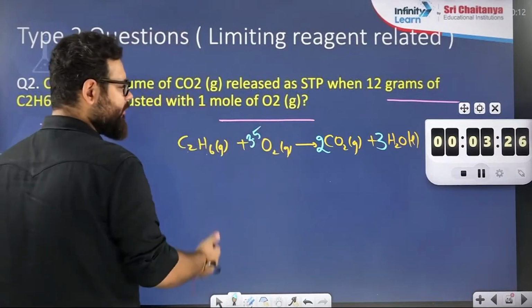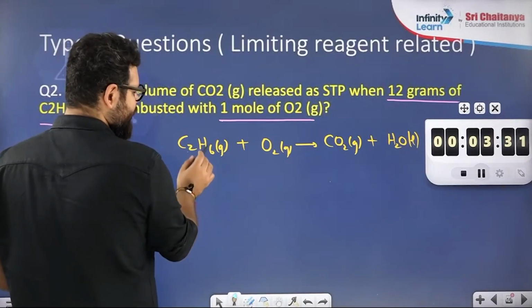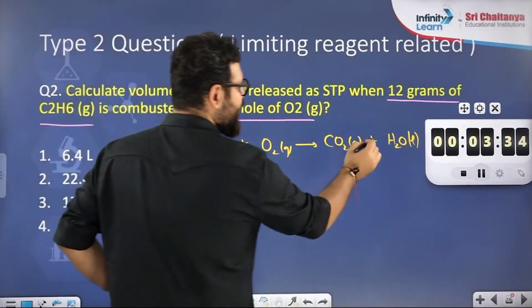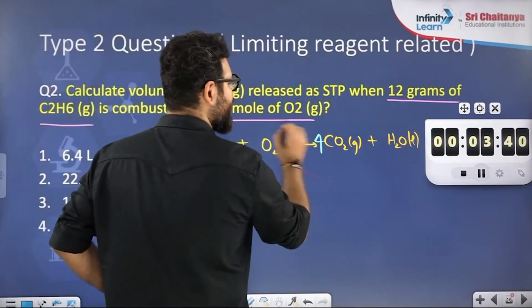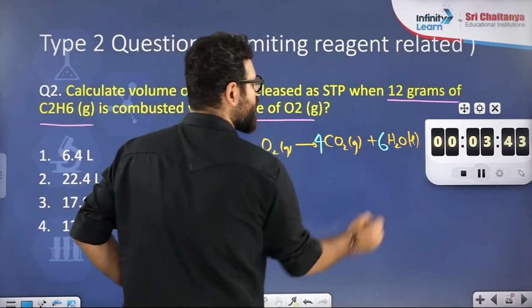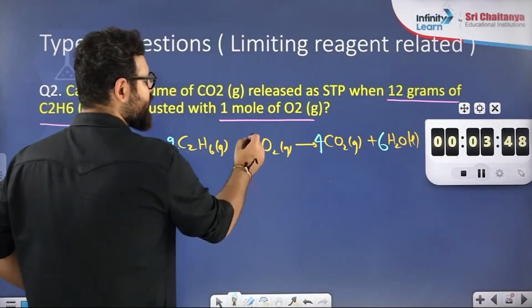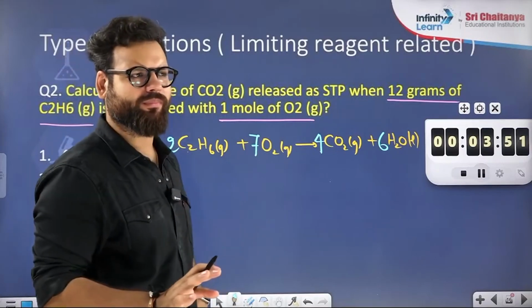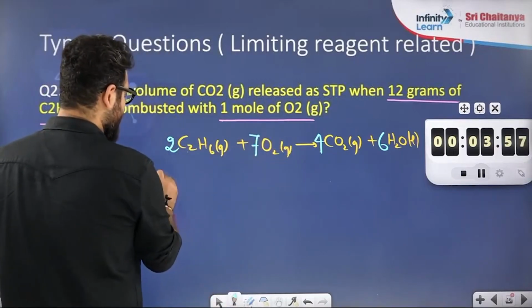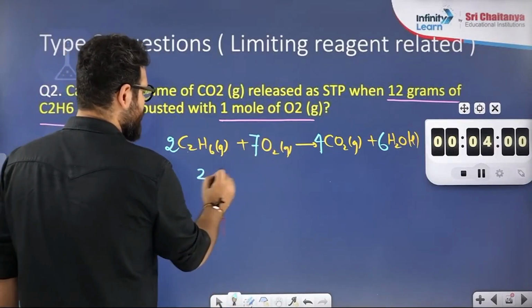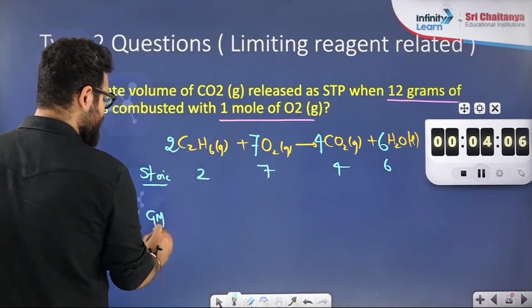If you feel this type of balancing looks difficult, you balance it in this way. First you balance the hydrogen. You make it 2 times. Now 4 carbons are there, so you make it 4 carbons. Hydrogen, you make 6 water like this. Now oxygen you count: 4 2s are 8, 8 plus 6 is 14. So I will put 7 oxygen here. Any balancing is fine. So 2, 7, 4, 6. These are the stoichiometry. Now I am checking for limiting reagent. I will do given moles by stoichiometry.